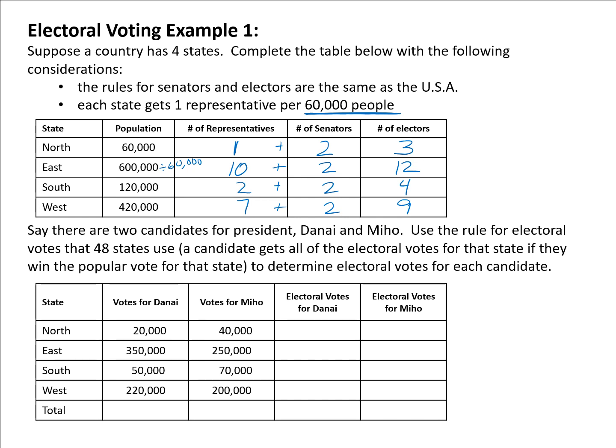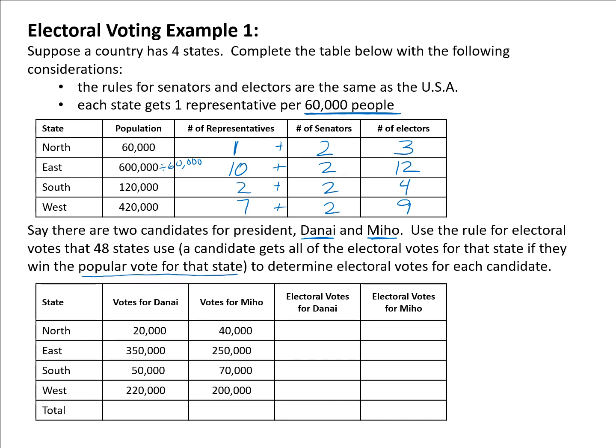There are 2 candidates in this example for president. Let's say the 2 candidates are Dene and Miho. Let's use the rule that most states use. 48 states say that a candidate gets all of the electoral votes for the state if they win the popular vote for that state. Now it's the popular vote for that state, so we want to look at each state individually.